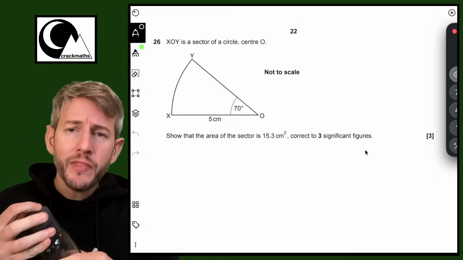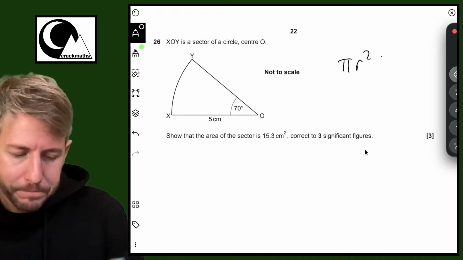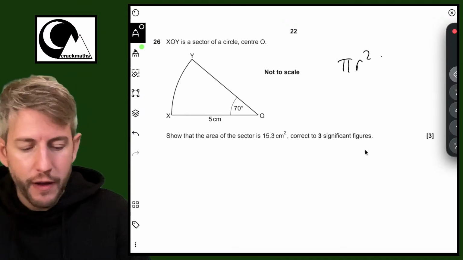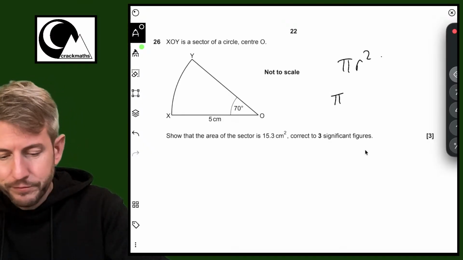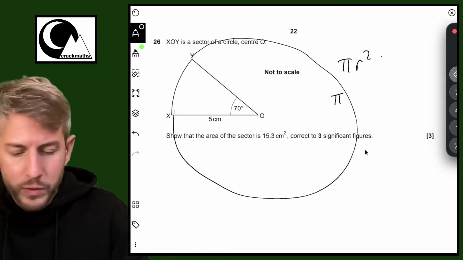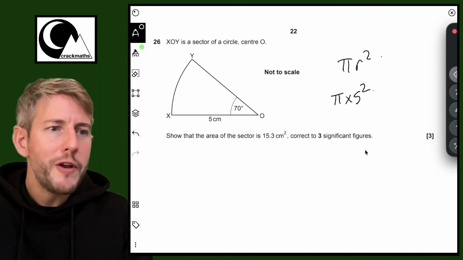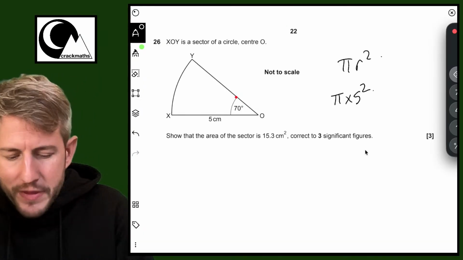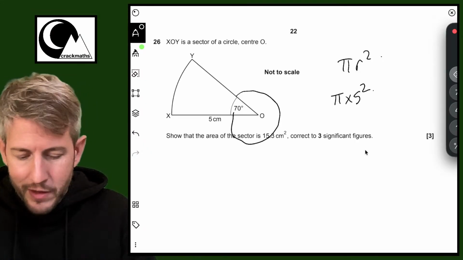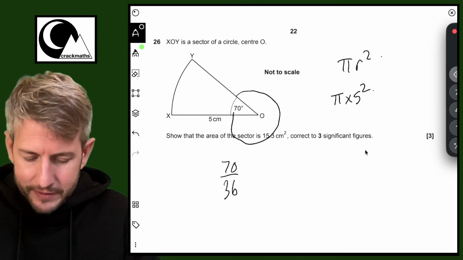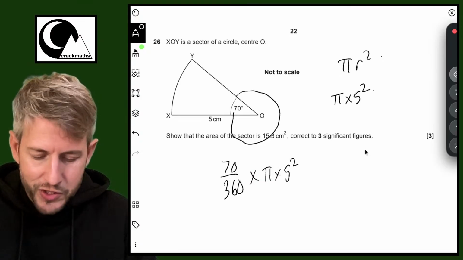Okay, so the area of a circle is given by pi r squared. The radius of this circle is 5. So if this was a whole circle, the area of the whole circle would be pi times 5 squared. But we've only got a fraction of a circle. So remember, this is 70 out of the whole circle. The whole circle would be 360. So this is 70 out of 360 multiplied by pi times 5 squared.